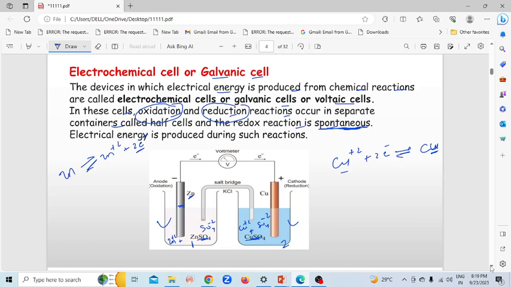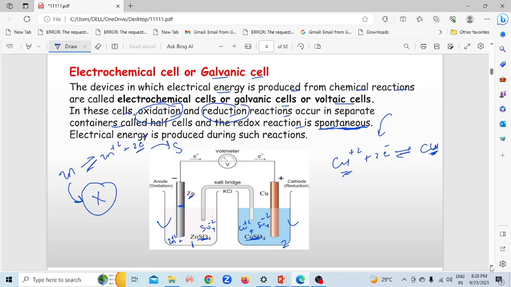We are saying that zinc converting to Zn plus 2 is a spontaneous reaction. Similarly, copper takes 2 electrons and converts to copper. How is it possible? It is possible only when zinc converting to Zn plus 2 gives out some energy. If this reaction gives out energy, then this energy is sufficient to convert Cu plus 2 to Cu.